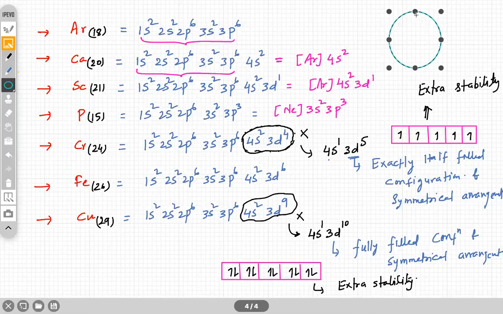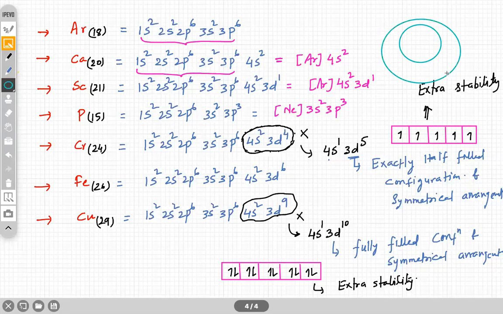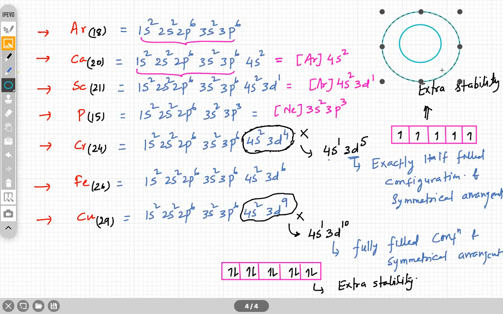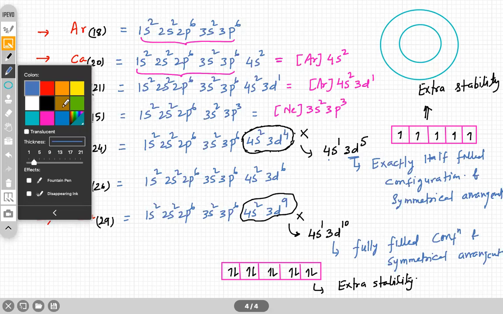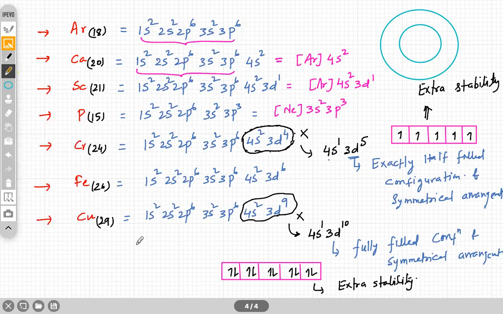I'll just draw it a bit small. And we have a fourth shell, which is this. So this energy gap, it is a transition of electron actually. From 4s to 3d, there is one transition of electron, and hence the configuration becomes this. Why does this transition take place? Because the energy gap between 4s and 3d orbital is not that great. That's why delta E is not large here.